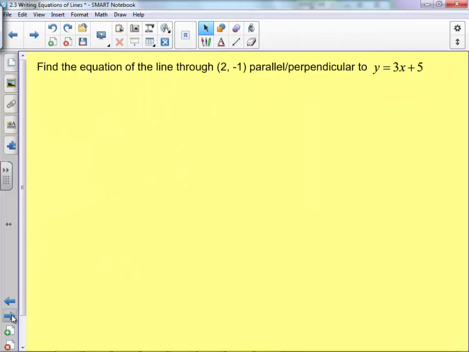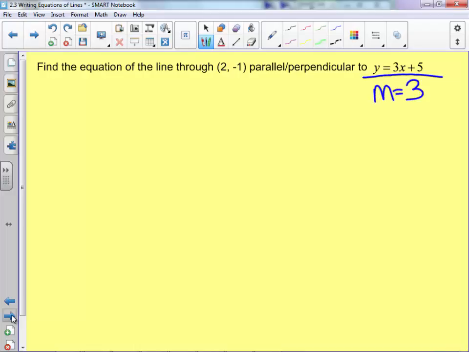So now find an equation of the line through a given point, but we want it perpendicular to that equation at the end. And so first off, if you remember perpendicular, we want parallel. So we're going to find the equation of the line through this point, parallel and perpendicular to that equation at the end. So first off, for this equation, we need to remember that our slope is 3.